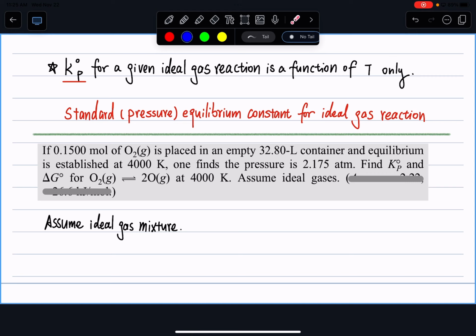You can use atm or bar, it doesn't matter, and you get some number there. Likewise, you do the same calculation for your oxygen atom at equilibrium: the mole fraction of oxygen atom at equilibrium times the P equilibrium. One nice sanity check, once you finish this calculation, is to add these together and check if the sum equals the total pressure. That's a nice sanity check to make sure you didn't do any calculation wrong.